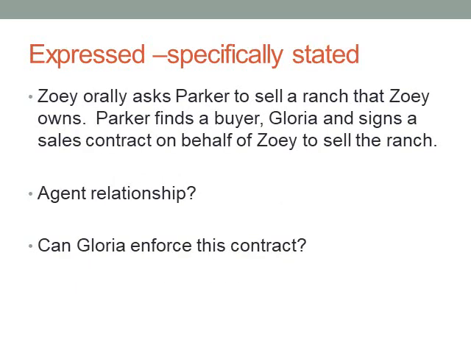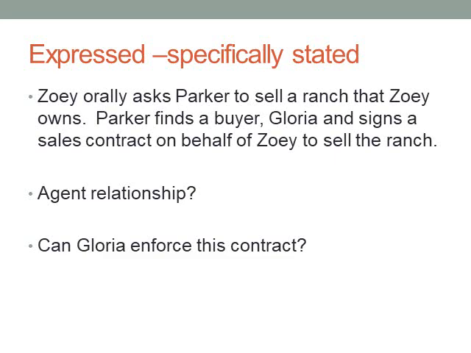So let's start with expressed authority. What do I mean by expressed? It's specifically stated in the contract, right? The authority actually given by the principal either orally or in writing, it's specifically stated. For example, Zoe orally asks Parker to sell a ranch that Zoe owns. Parker finds a buyer, her name is Gloria, and signs a sales contract on behalf of Zoe to sell the ranch. Is this an agency relationship?